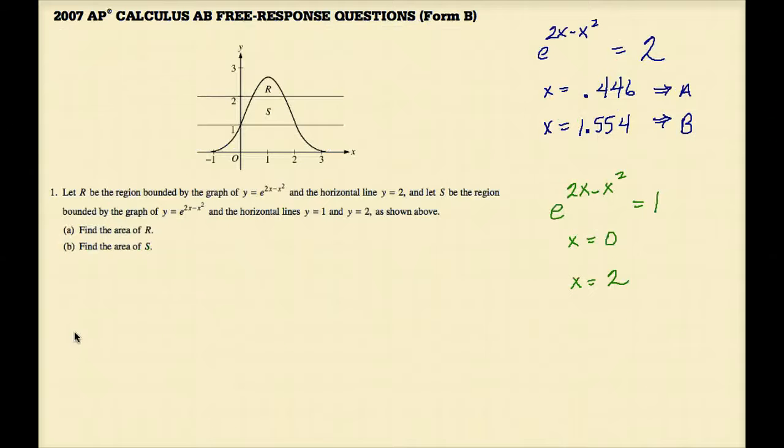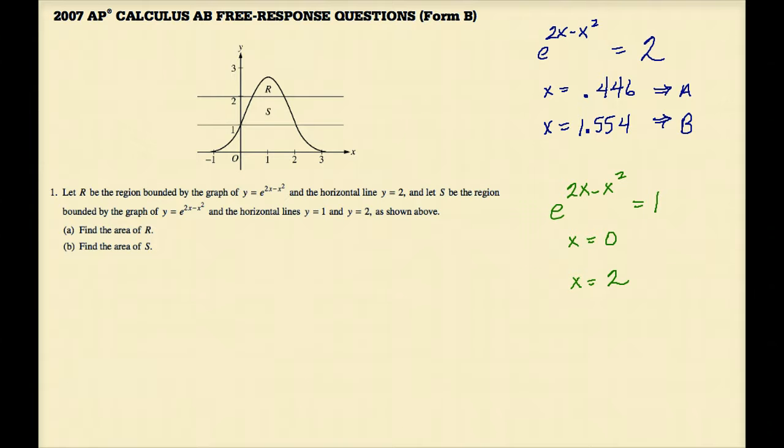Here we have a free response question from the 2007 AP exam. Let R be the region bounded by the graph of y equals e to the 2x minus x squared and the horizontal line y equals 2. So that's this region. And let S be the region bounded by the graph of y equals e to the 2x minus x squared and the horizontal lines y equals 1 and y equals 2 as shown above. So that's this region. We're asked to find the area of R and find the area of S.